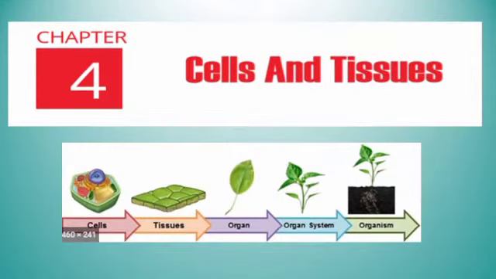Today we will start from chapter number 4, Cells and Tissues. And we all know that the human body or plant body is made up of trillions of cells, and when these cells are organized, they form a tissue to perform their specific function.